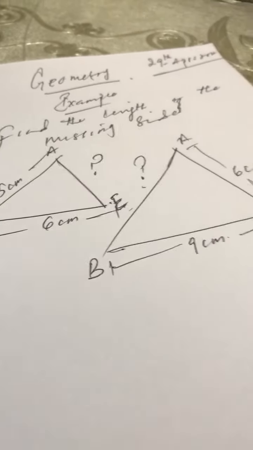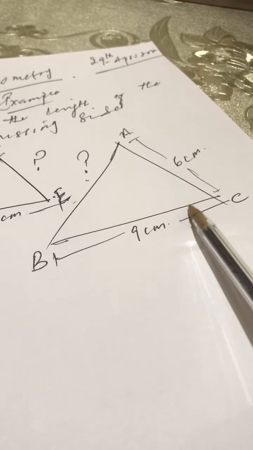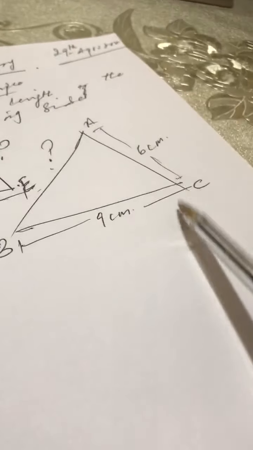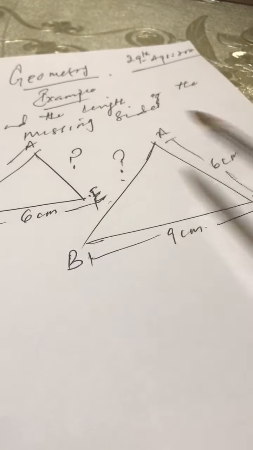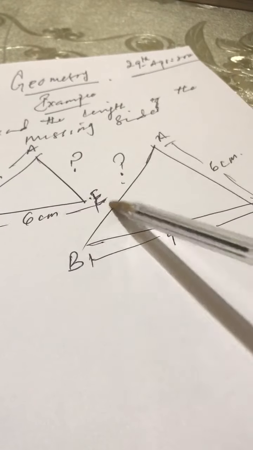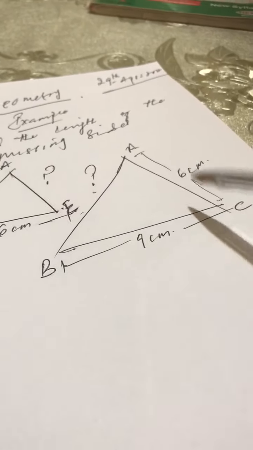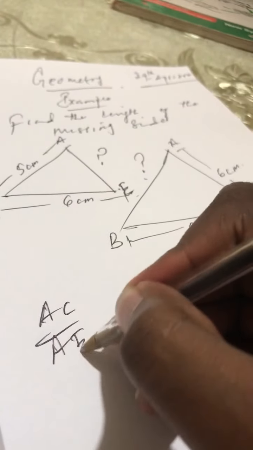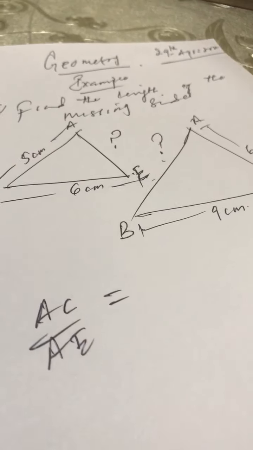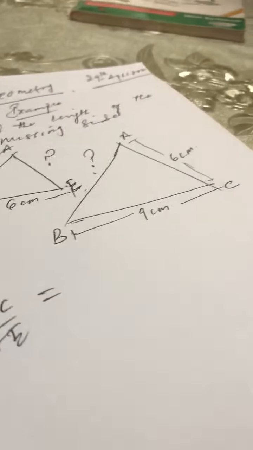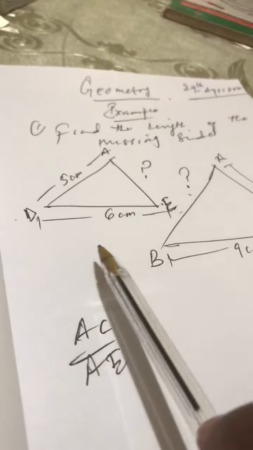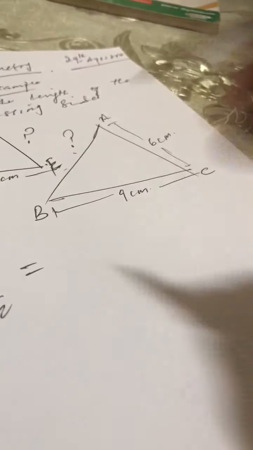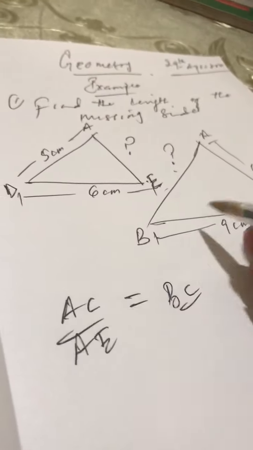After that, by using all the sides we have, we can find the two missing sides. First, we say point A to C is in the same direction as point A to E, because this point A to E includes point A to C. So we're saying point A to C over point A to E is equal to, because these two triangles are similar, point B to C over point D to E.